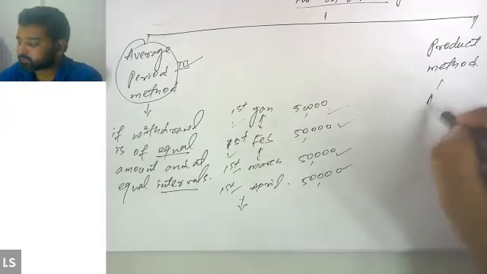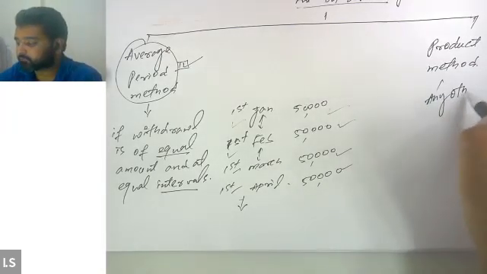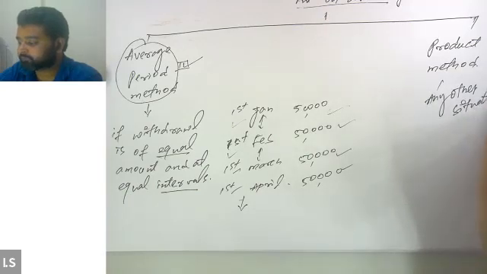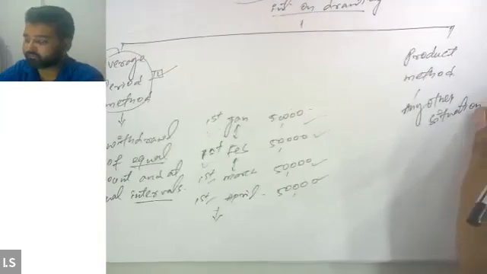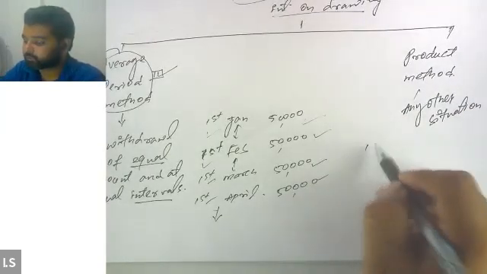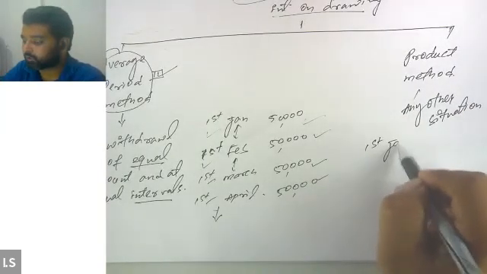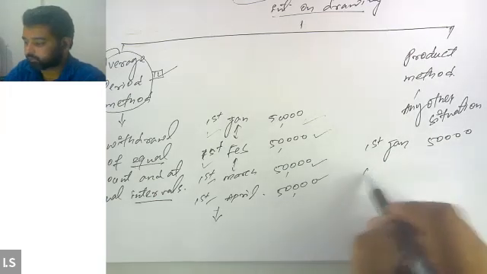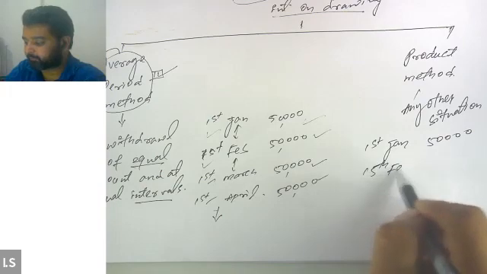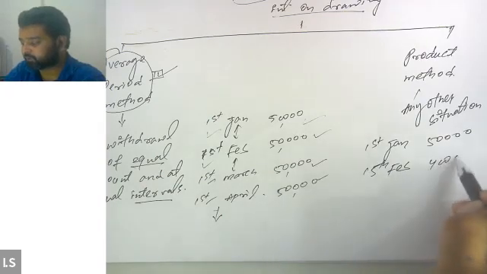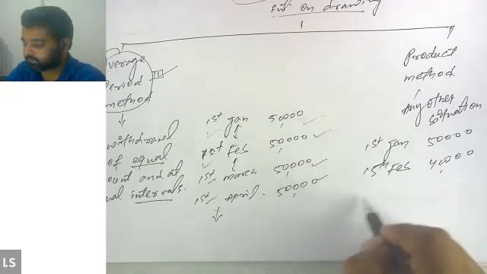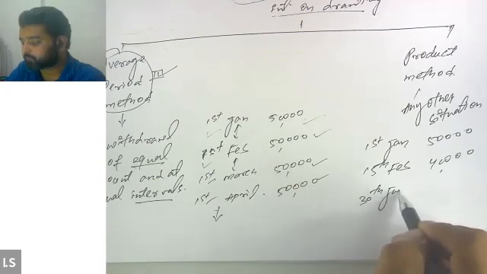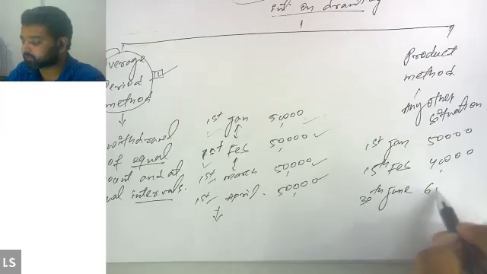In any other situation, the other method will be applicable. That means product method will be applicable. So for example, let's suppose partner has withdrawn 50,000 on 1st January. Then on the 15th of February, he's making a withdrawal of 40,000. Then on 30th of June, he's making a withdrawal of 60,000.